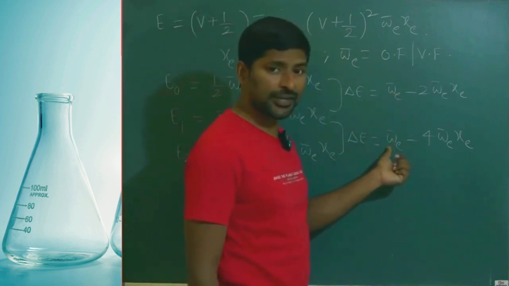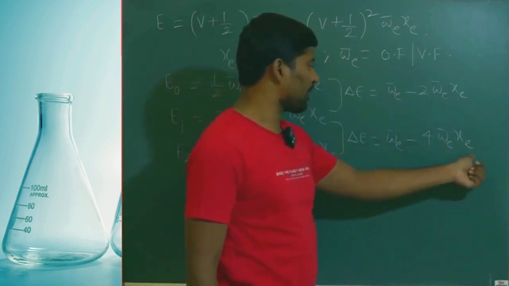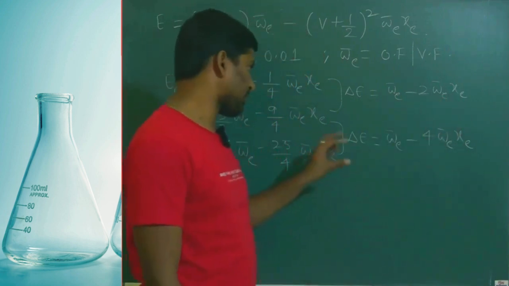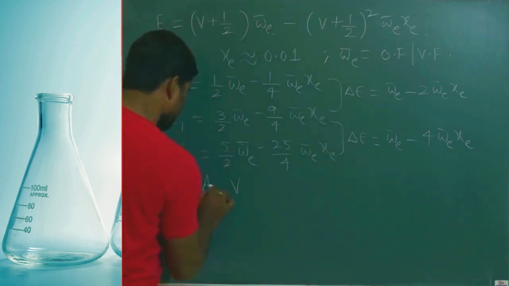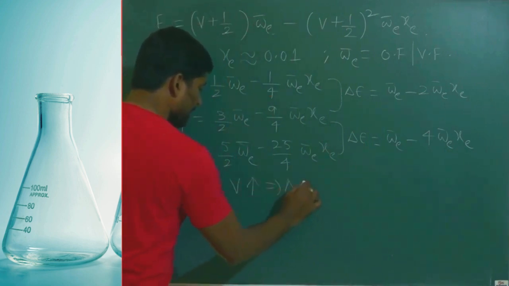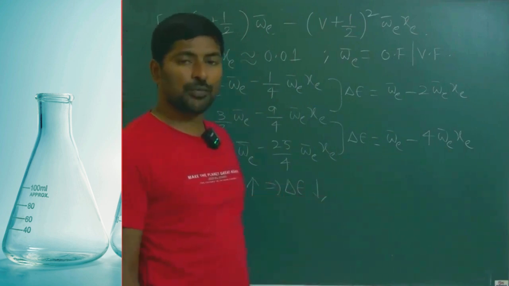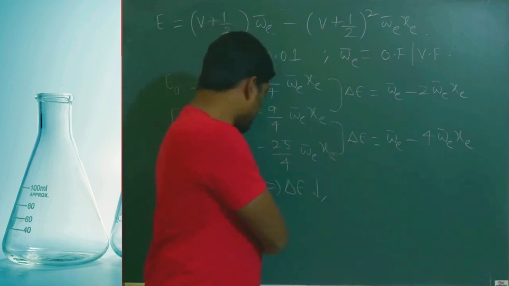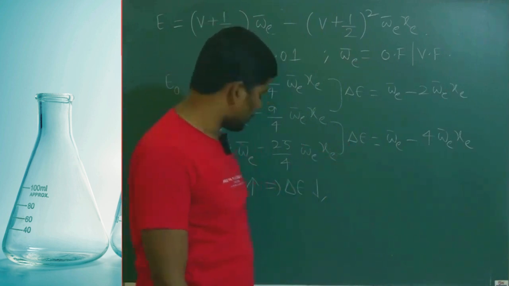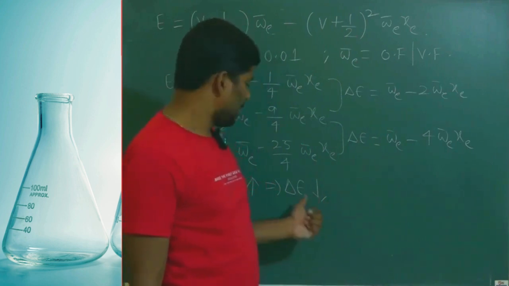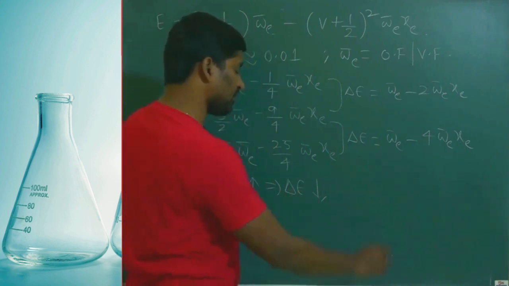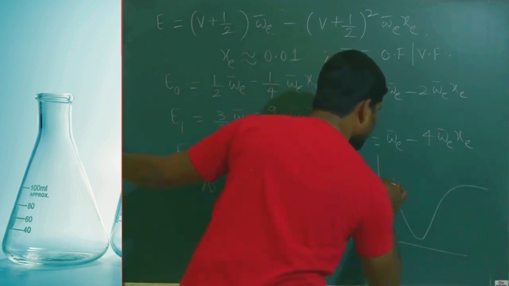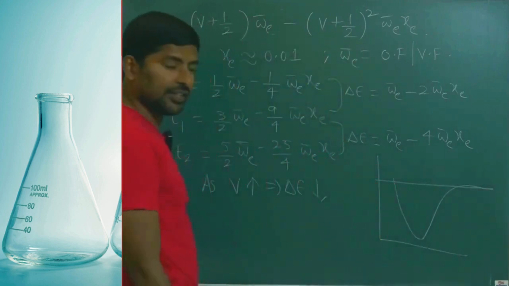Here omega bar E is the same, omega bar Xe is also the same, but here 2 times we have to subtract, here 4 times we have to subtract. That means as V increases, what about the energy gap? It decreases. If you take simple harmonic motion, the energy gap is the same, so equispaced energy levels, but here as the vibrational quantum number increases, the energy gap decreases. That means before dissociation we will almost get continuous energy levels. This is the dissociation energy.